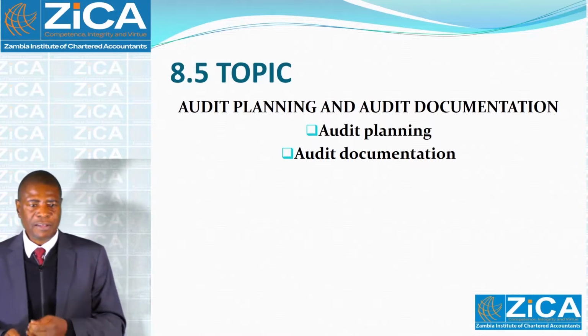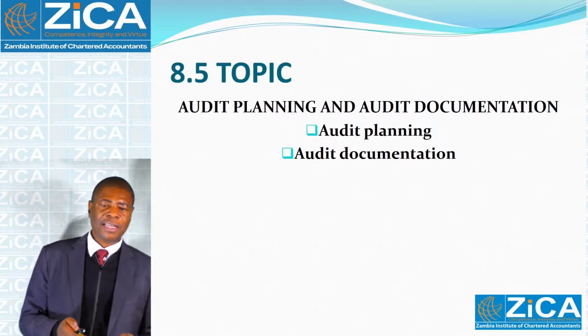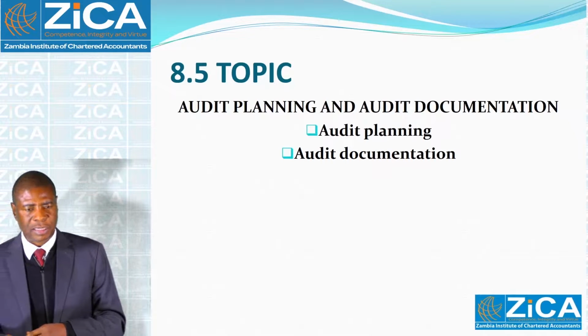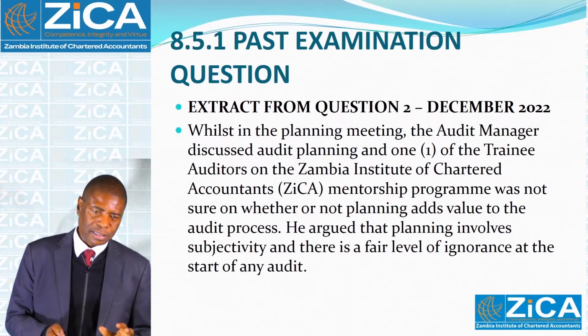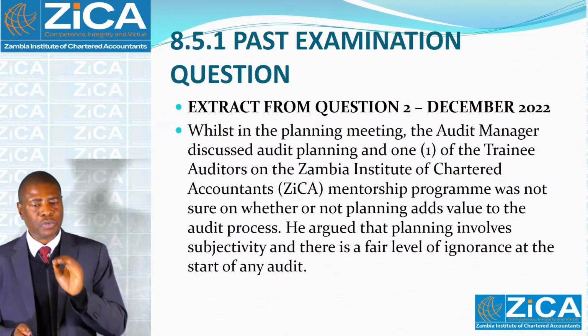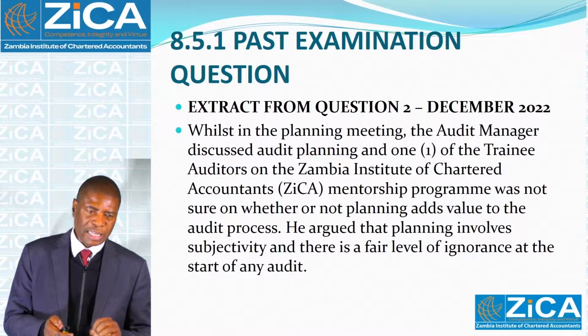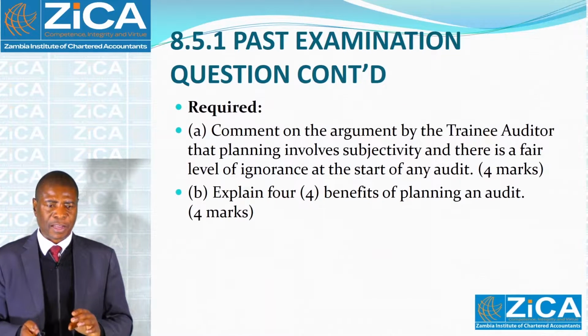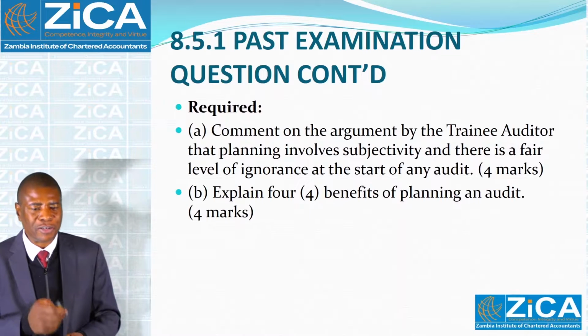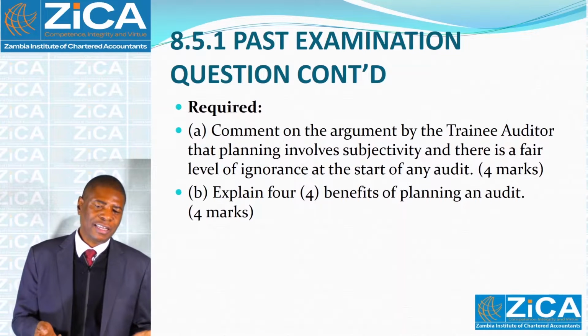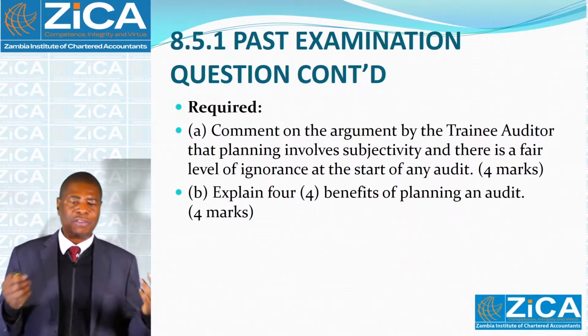Now I come to topic 5. Topic 5 is about audit planning and documentation. Okay. Now your ISA 300 guides us properly. So December 2022, there was question 2 about planning. All it required students to do was to comment on the argument by the trainee auditor that planning involves subjectivity and there is a fair level of ignorance.